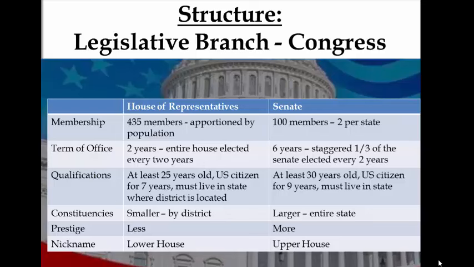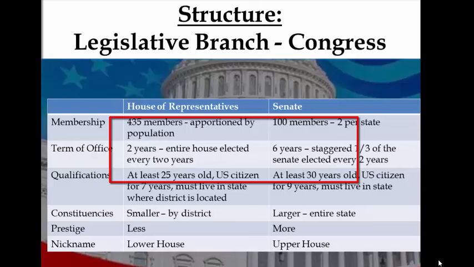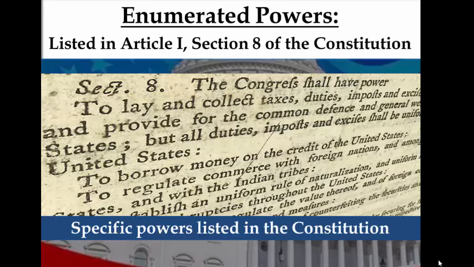You represent the whole state if you're in the Senate. You serve for 6 years, which is much better than having a job for 2 years. And it's just a little bit more important. Okay, so we have the structure of the legislative branch. Now let's look at its powers.